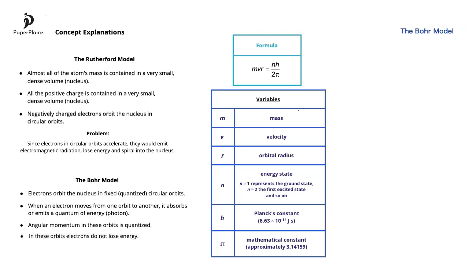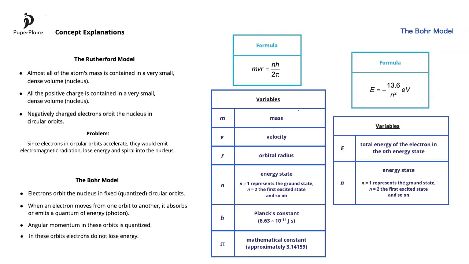The second equation that Bohr developed based on his model is also provided in the data booklet. In this formula, E is the total energy of the electron in the nth energy state, or in other words, in the nth orbit, and n is the number of the energy state, with n equals 1 representing the ground state, n equals 2 the first excited state, and so on.